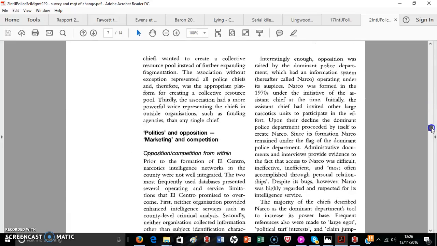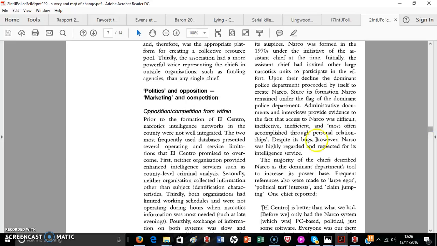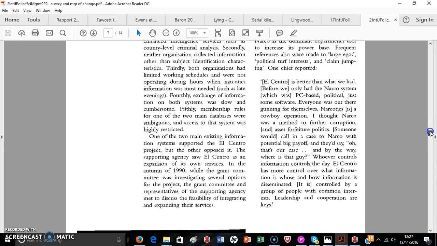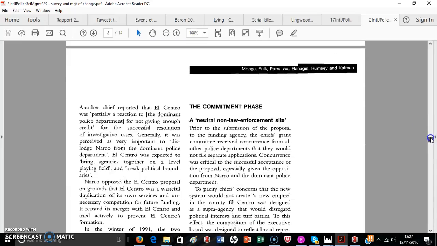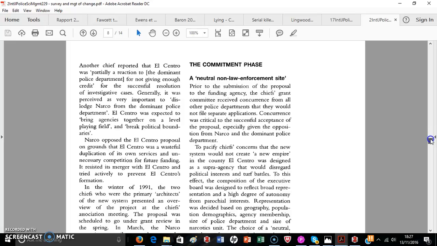So going down, politics. The politics, that means within the organisation itself. And you'll see here opposition and competition from within. So you've got to win over people within the organisation. So that's what that's about. Commitment to the actual program, that's probably equivalent to Lewin when he's talking about implementing the changes.